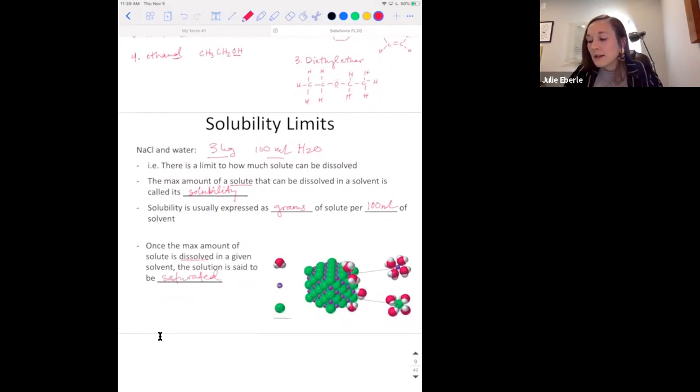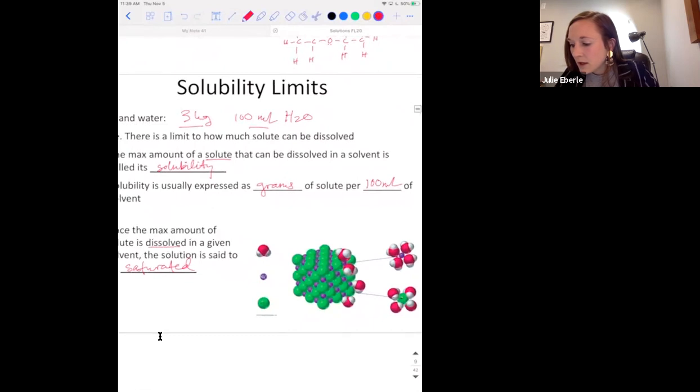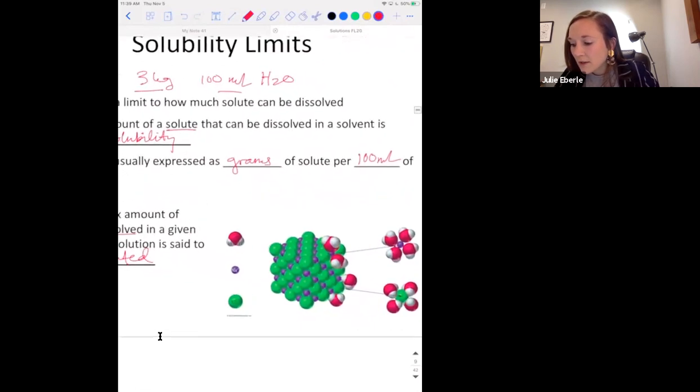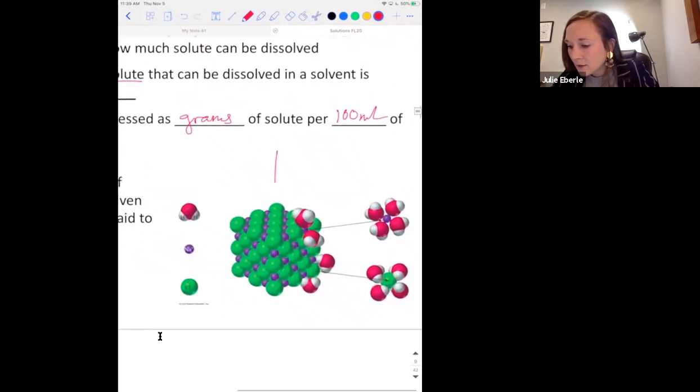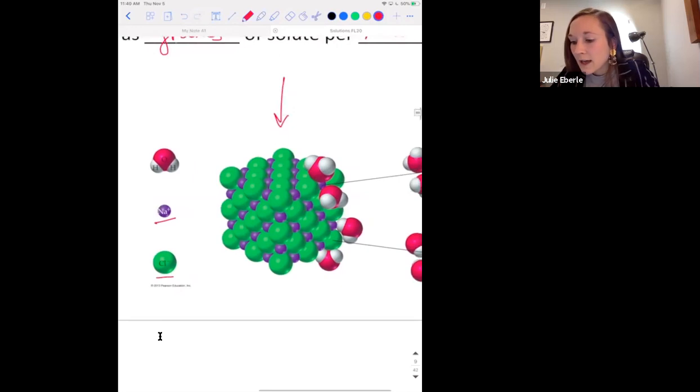Okay, and here is what is actually happening. We're going to talk about saturated solutions in just a second. I'll give you a really good example. Here's what is happening when we're dissolving something. If we look at this big purple and green cube, it is sodium cations and chloride anions. And we know ionic compounds are very ordered and arranged. The anions and the cations are together in a very ordered manner. And then we have these water molecules, which are the red and white molecules.